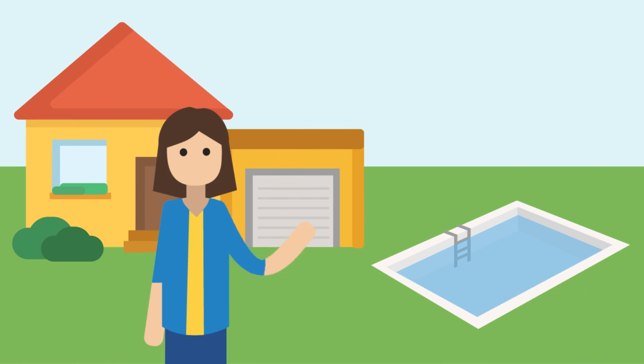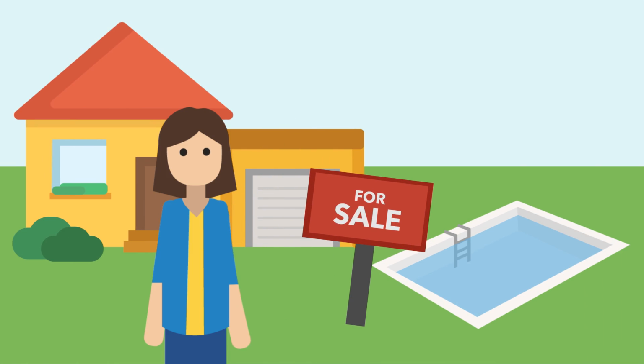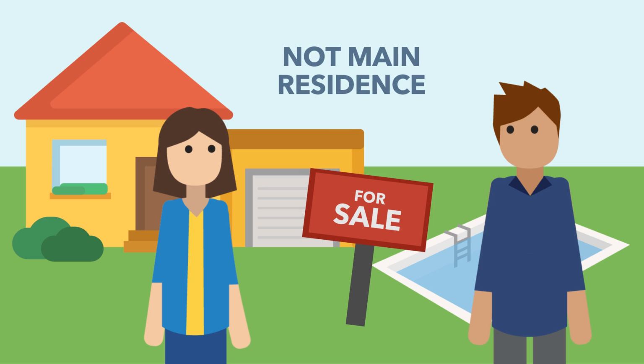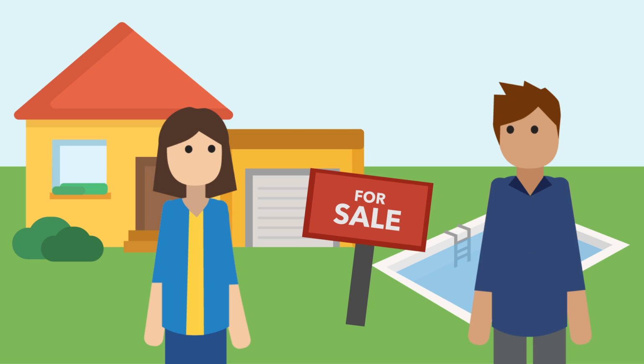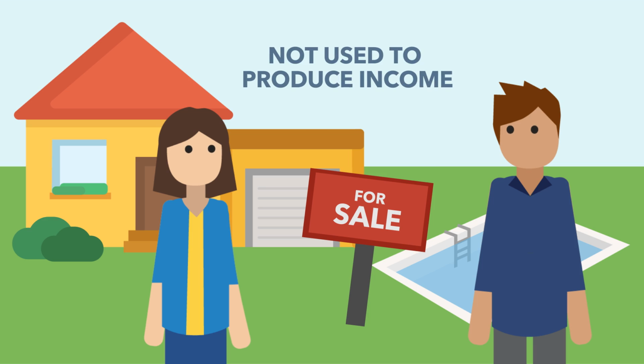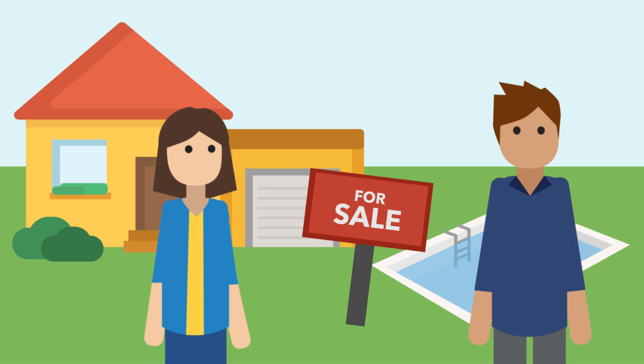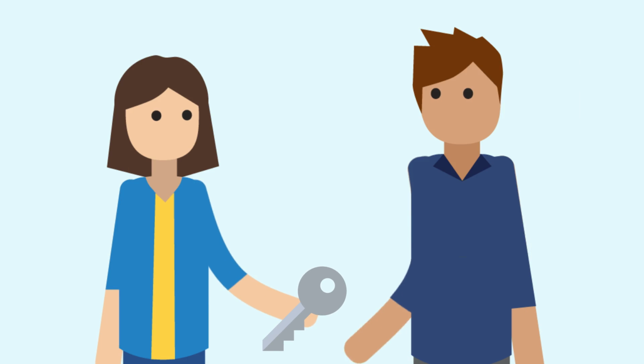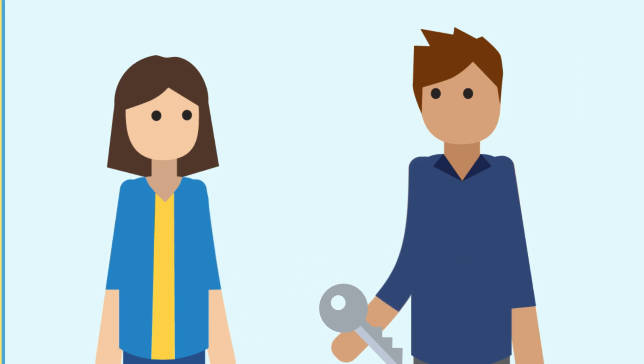We have a taxpayer, Ms. Smith, who is selling a house, which is a CGT asset, to Mr. Jones. We are going to assume that it was not her main residence, and she also did not use the house to produce income. That is, she didn't rent it out. The time of the event is when the contract is signed, or, if there is no contract, when the change in ownership of the asset occurs.